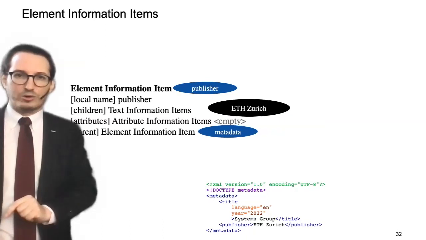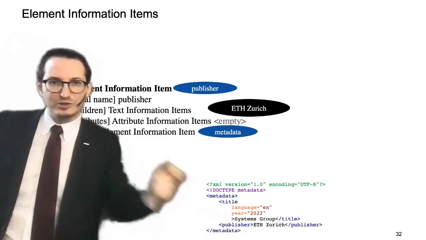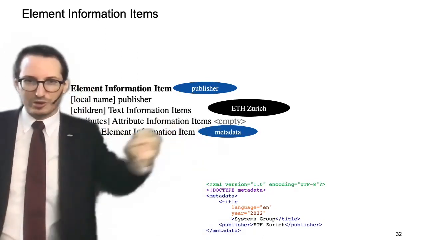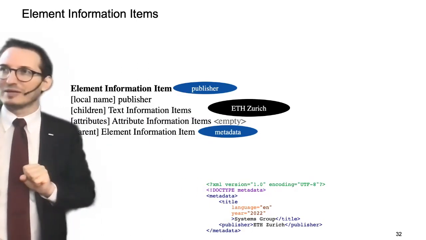Okay, now look at publisher. The local name is publisher. The children, it's just a text information item, ETH Zurich right there. The attributes, there's nothing, it doesn't have any attribute there. And the parent, it's pointing back to metadata, all right?